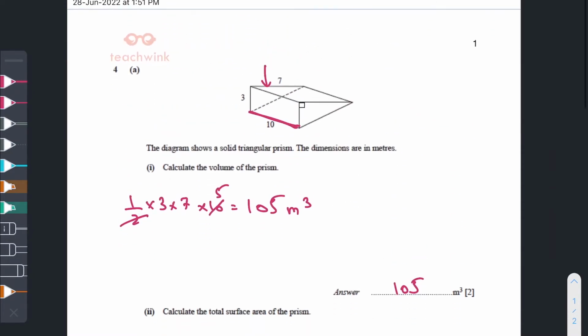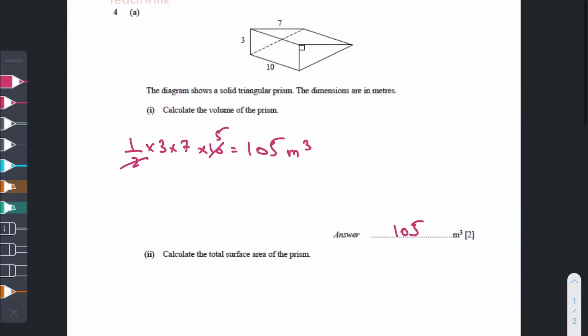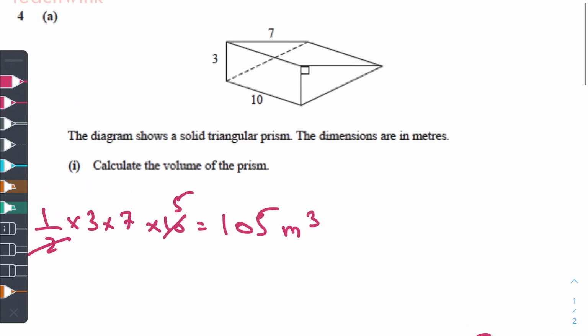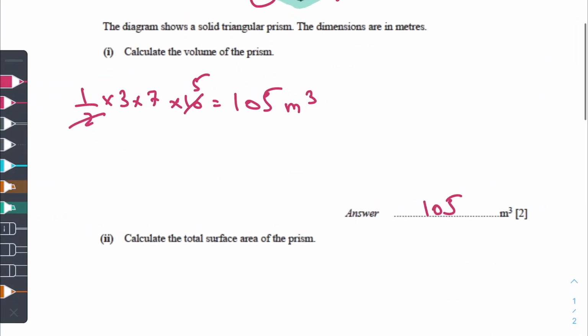In order to find the total surface area of this prism, there are 5 different sides to this shape. The side that is at the bottom, let me highlight that, this rectangle that we have at the bottom, you need to find both the dimensions for this. One of them is 10, let's call the other one x. But in order to find x, you will need to use the Pythagoras theorem and use 7 and 3 to find x. So let's first find that.